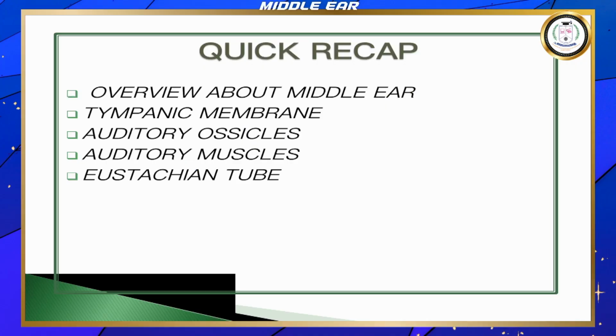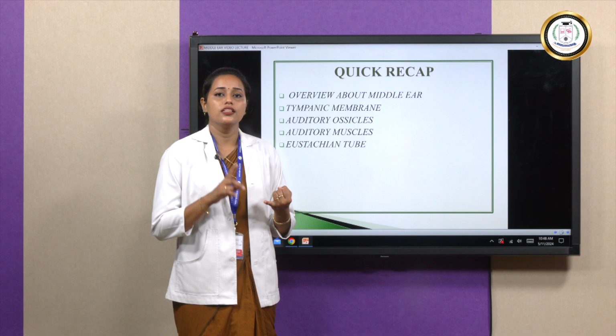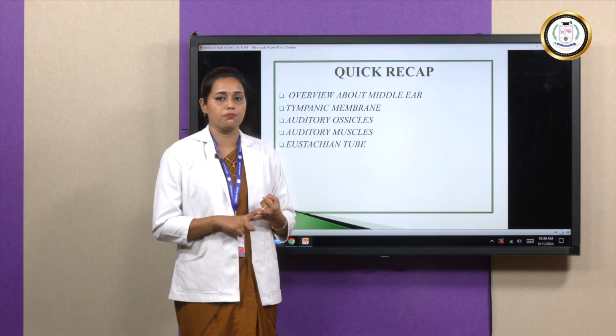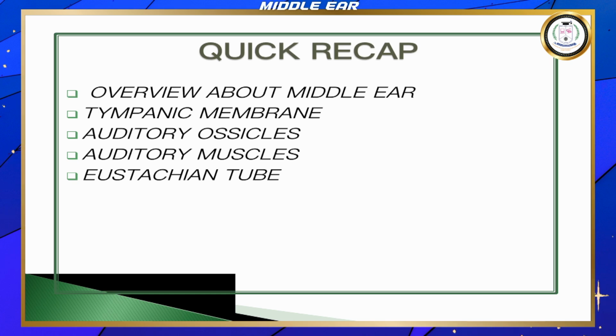Next, we discussed about auditory muscles. In auditory muscles, there are two muscles. The first one is tensor tympani and the other one is stapedius muscle. Then we learnt about the eustachian tube, and the major function of this tube is to maintain air pressure.